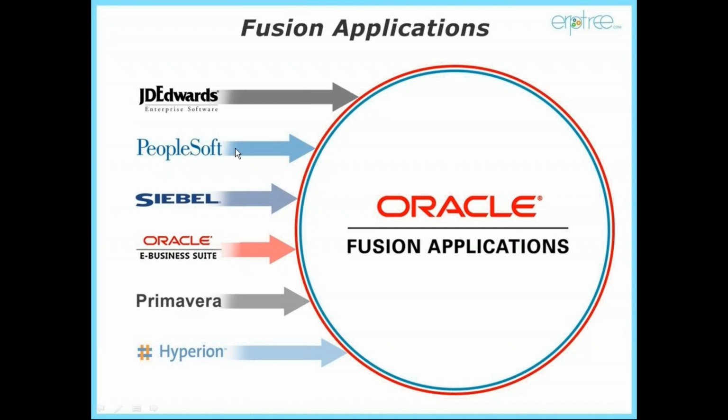solutions. From PeopleSoft, they took the HCM solution. From Siebel, they took the CRM solution. From Oracle E-Business Suite, their own product, they took the financial applications. From Primavera, they took the project-related solutions. From Hyperion, they took planning, budgeting, and reporting, HFR reporting, and other areas of solution.